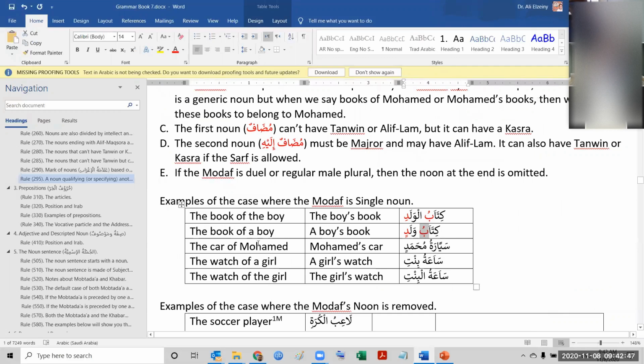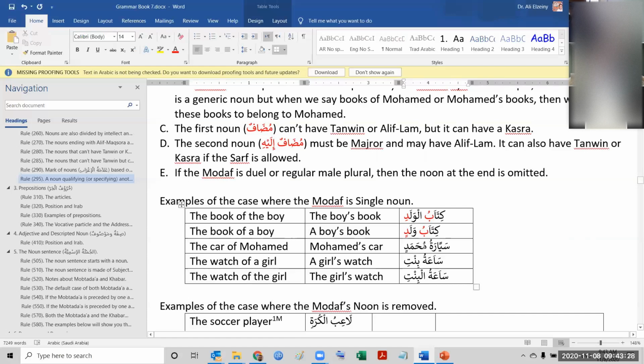If we say the car of Muhammad or Muhammad's car, then the first noun is the mudaf and the second noun is the mudaf ilayh. So we're qualifying this sayyara that it belongs to Muhammad. So we say sayyaratu Muhammad, the car of Muhammad. Muhammad is qualifying the sayyara. So it's not any sayyara, it's not any car. It's Muhammad's car.